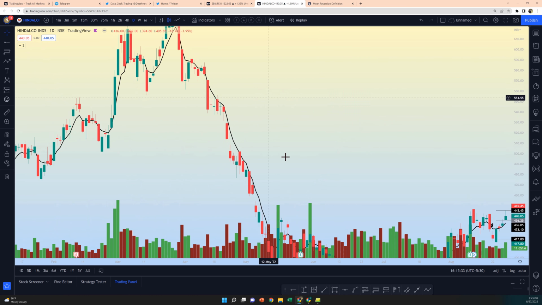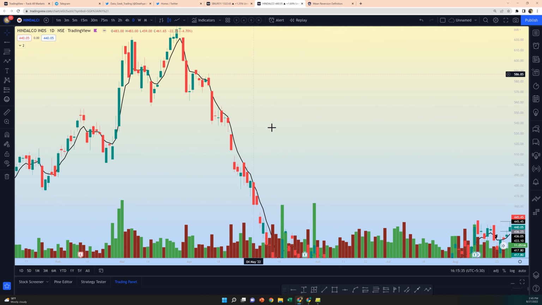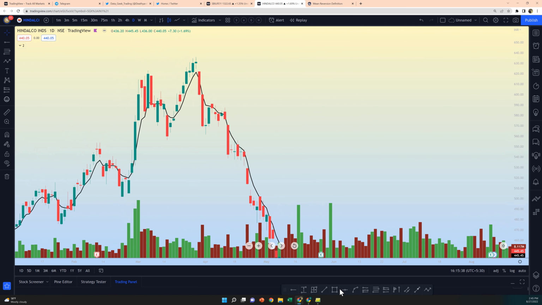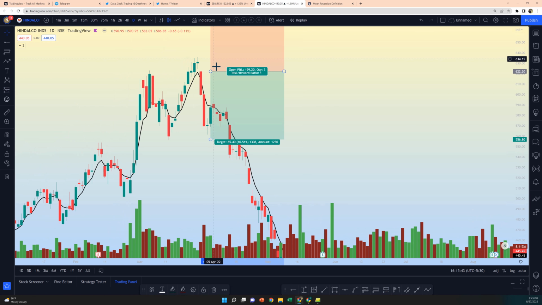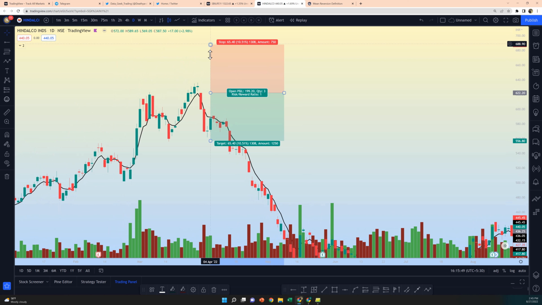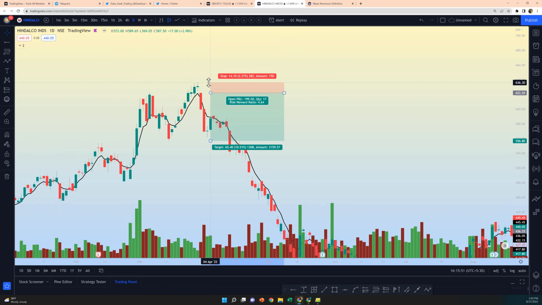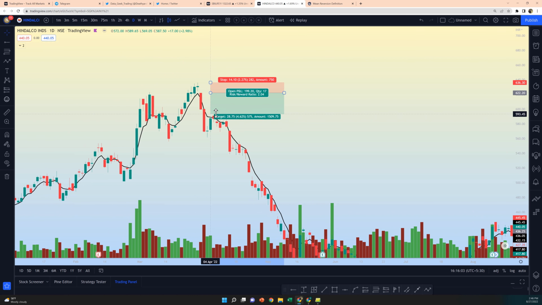Imagine you could have also caught the top of Hindalco. Imagine, see this short position. Look at this candle. You could have entered here, with this candle high as stop loss of 14 rupees, and you could have booked your 50%, let's say if you're playing with two lots of Hindalco, you could have booked 50% at 1:2, and then you could have trailed.